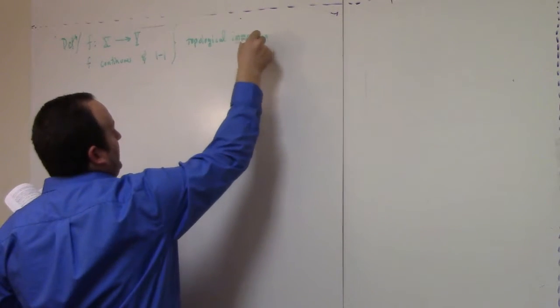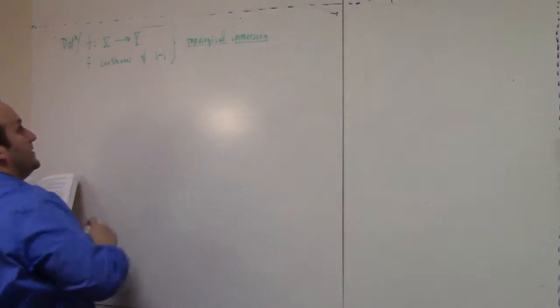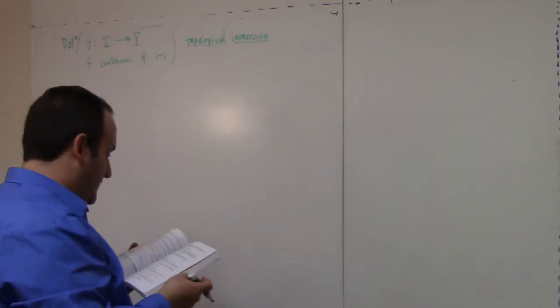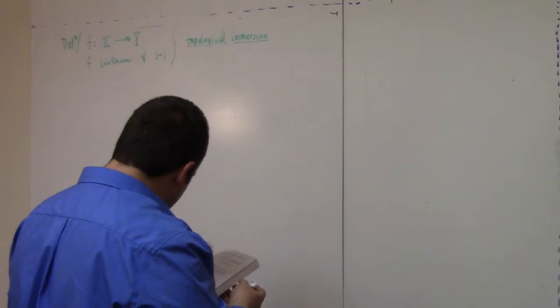In the study of other things, like say you're in manifold theory, you probably would add the assumption that it's a smooth map. You might say it's a smooth immersion then. But a smooth immersion is also a topological immersion.